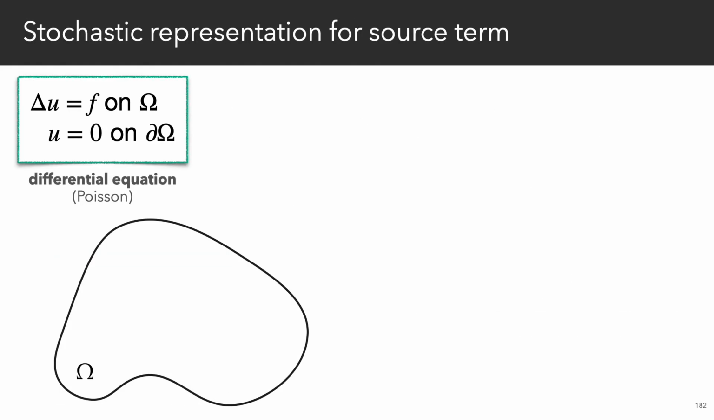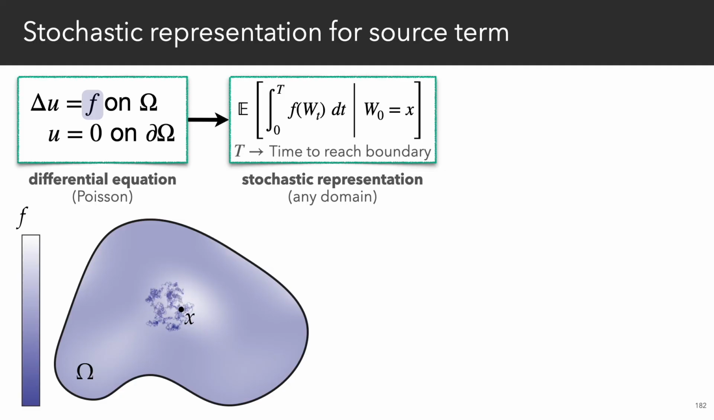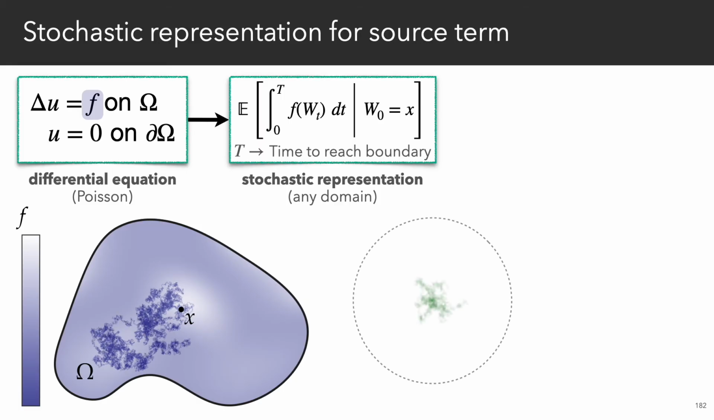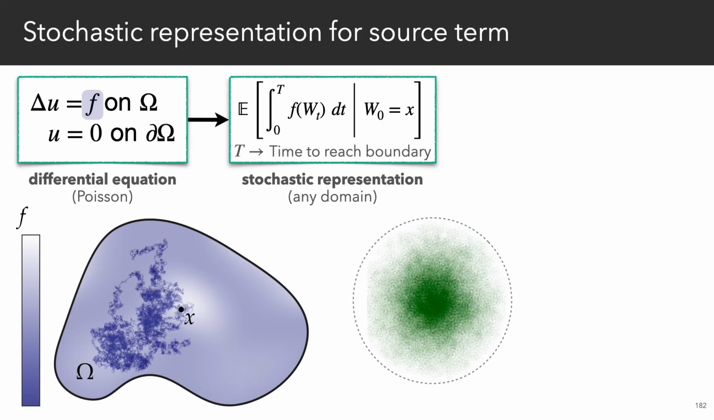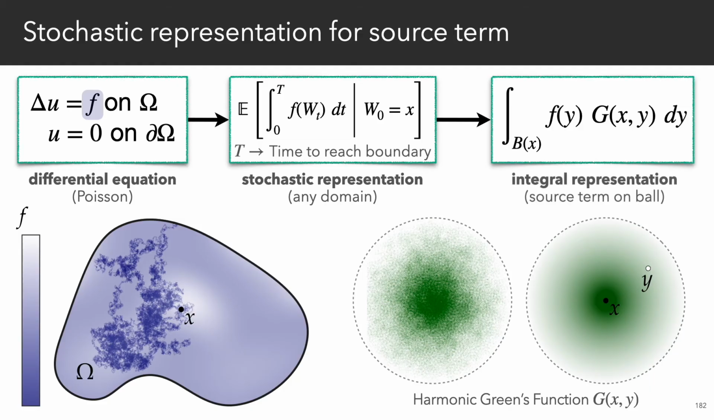With the Poisson equation, we have an additional source term f. So here the stochastic picture is that a random walk picks up a background contribution f as it wanders through the domain. Now we can again restrict the domain to be a ball and ask where on average inside the ball a random walk spends its time. We then recover a distribution that's equivalent to the Green's function for a ball, which is known in closed form. Our final integral expression then multiplies this Green's function with the source term inside the ball as usual.